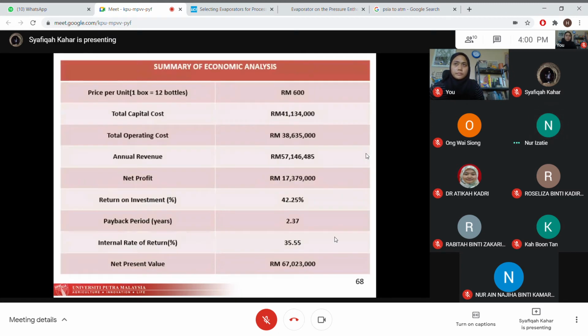Next, this is the summary of the economic analysis. For the price per unit of our product, one box contains 12 bottles. The price is 600 ringgit. The net profit for our process is 17,379,000 ringgit, and the payback period for our process is 2.37 years. So that's all for our presentation. Thank you.